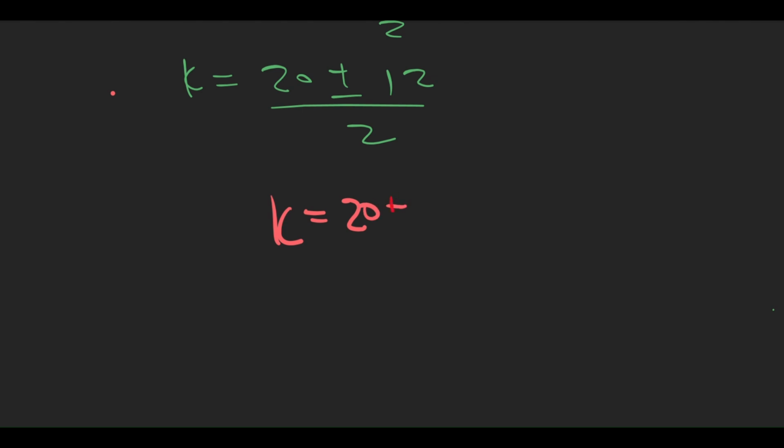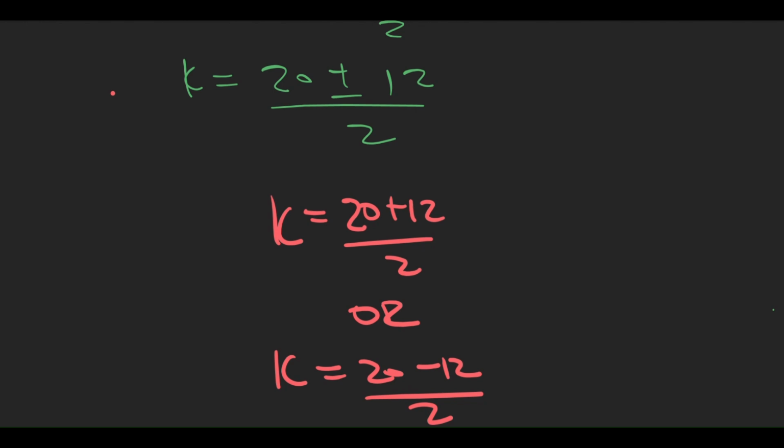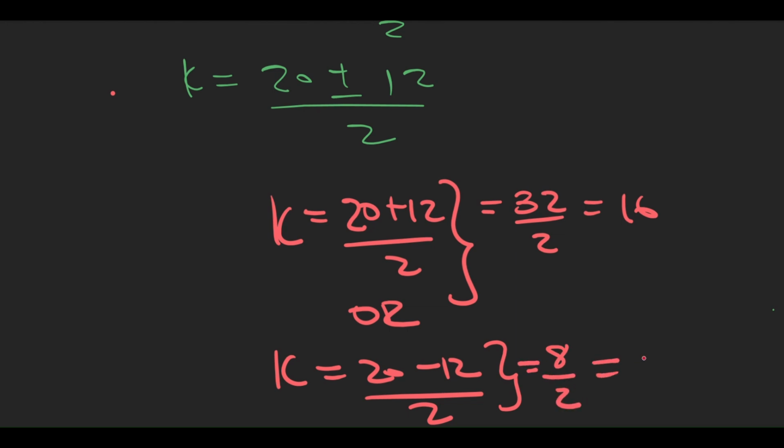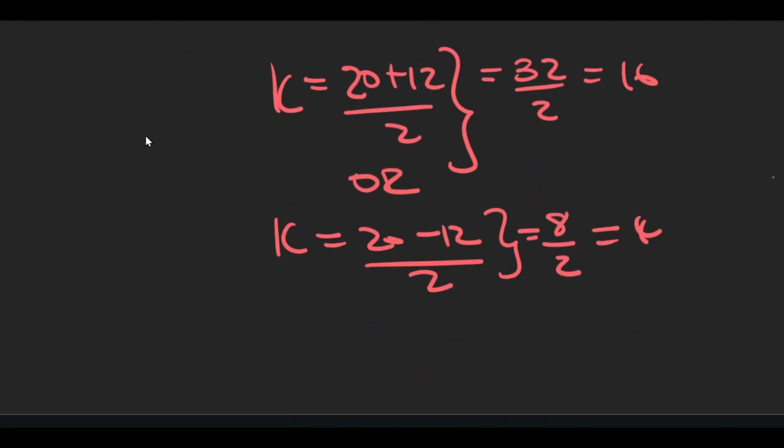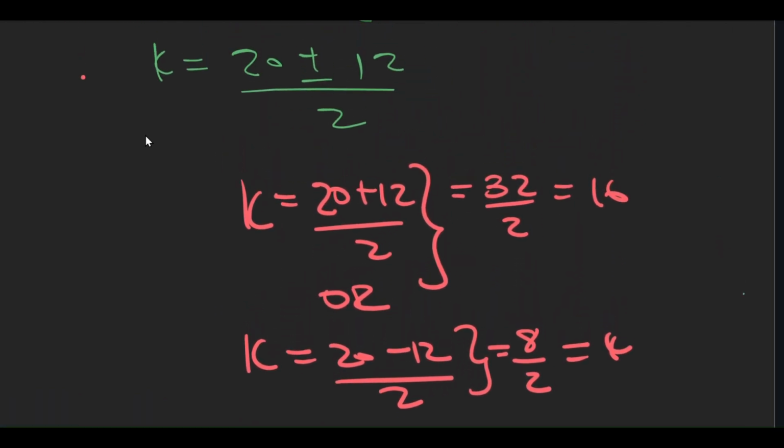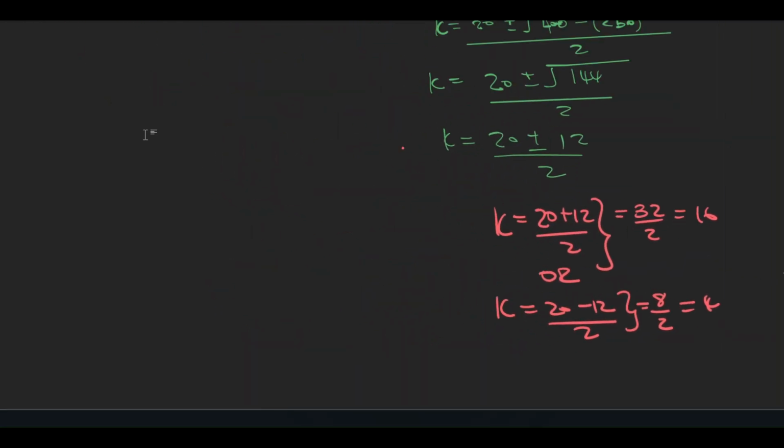So k can either be 20 plus 12 over 2, or k can be 20 minus 12 over 2. So from this case scenario here, 20 plus 12 is going to be equal to 32 over 2, and this is going to be equal to 16. And from this case scenario here, this is going to be equal to 8 over 2, which is equal to 4. Now you can see k can take those two values. K can either be 4 or k can be 16.